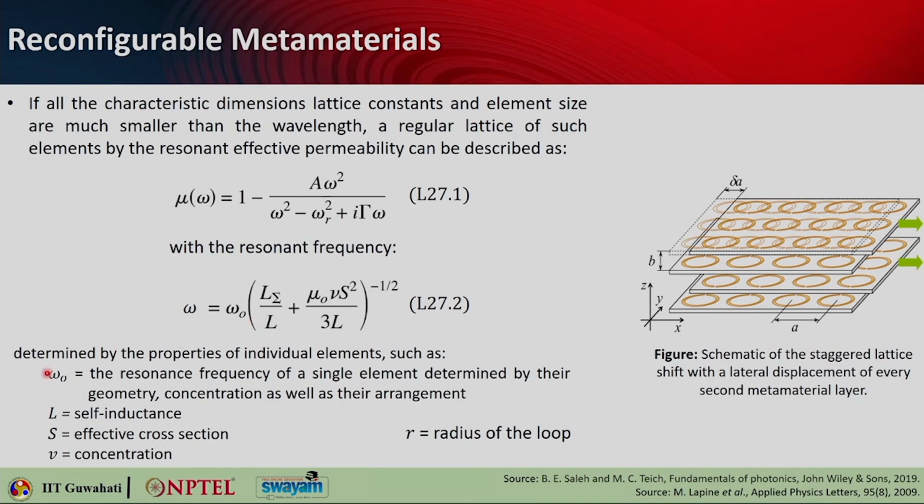So, what are these terms? The resonance frequency of an individual element is determined by its geometry, and that is where your design comes into the picture, along with their concentration as well as their arrangement. All these things will decide what omega naught is, and L is the self inductance. S is the effective cross section of these elements, nu is the concentration, and r is the radius of the loop. So, these are the structural parameters that go into this formula to decide the resonance frequency.